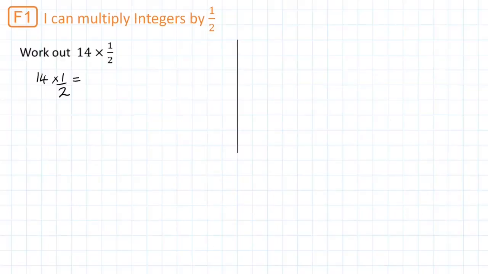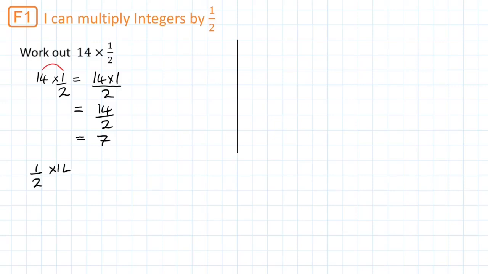We'll start by working out 14 times a half. First we need to multiply the whole number by the numerator. That gives us 14 times 1 and the denominator is still 2. 14 times 1 is 14. So 14 divided by 2 is 7. It would have made no difference if we multiplied it the other way around. If we did a half times 14, we still multiply the 1 and the 14.